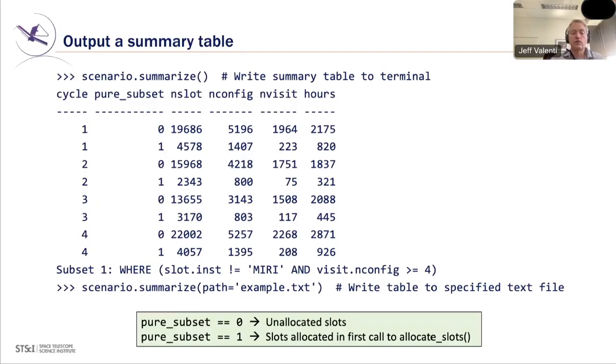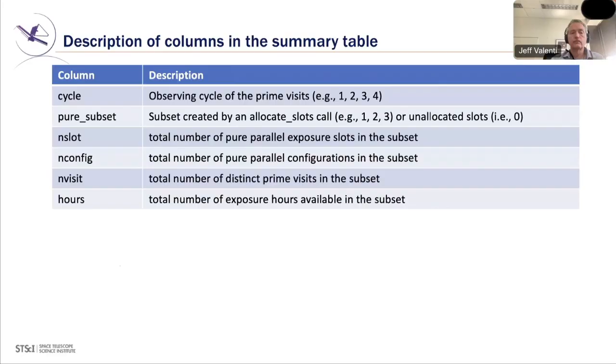And then also there's a where statement at the bottom, which documents in SQL speak what your constraint looked like when the query was made against the SQLite database that's living in memory. You can also write that exact same information to a text file by just specifying path equals and then the name of a file when you call summarize. And as the green box says, again, pure subset just tells you unallocated or which allocation. And this just describes what's in that table.